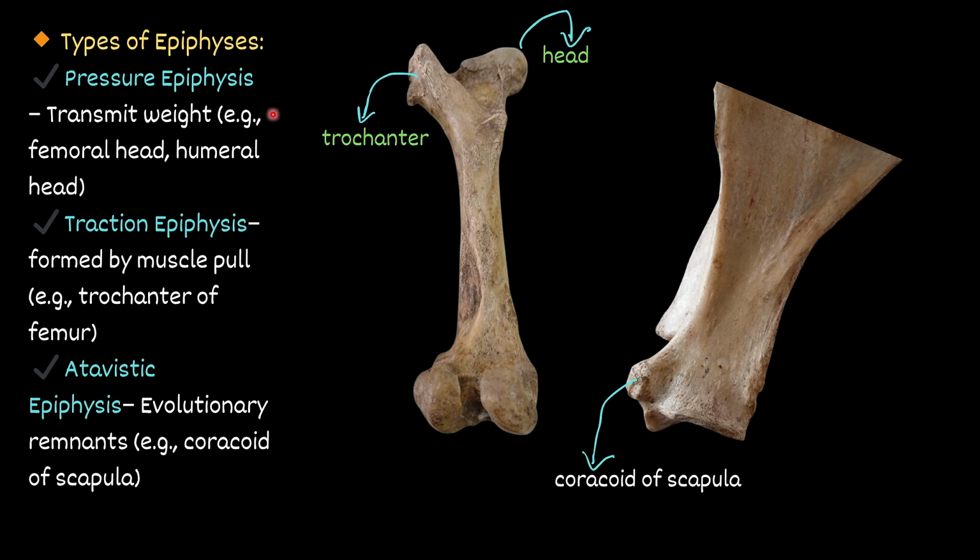Types of epiphysis. Pressure epiphysis: they transmit weight, like the femoral head, humeral head. So the head of the femur is a type of pressure epiphysis. Traction epiphysis: formed by muscle pull, like the trochanter of the femur. Atavistic epiphysis: they are remnants from an evolutionary point of view, like the coracoid of the scapula.